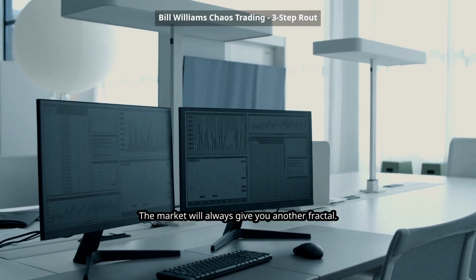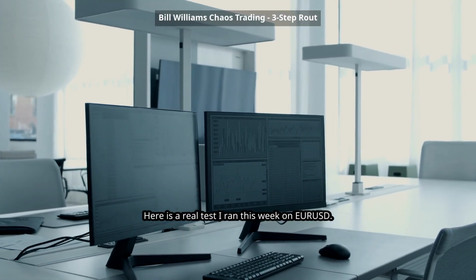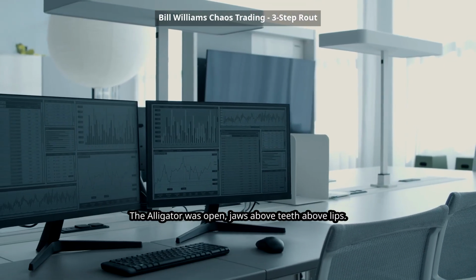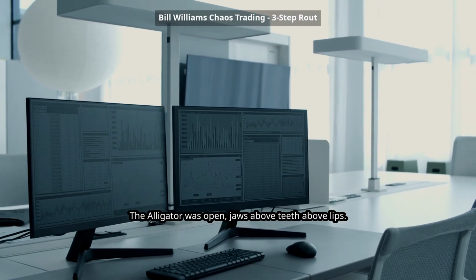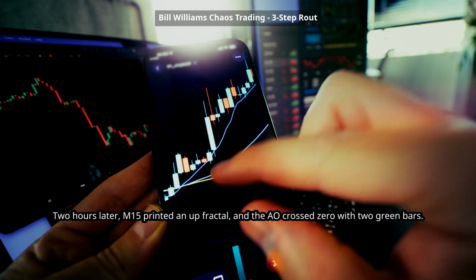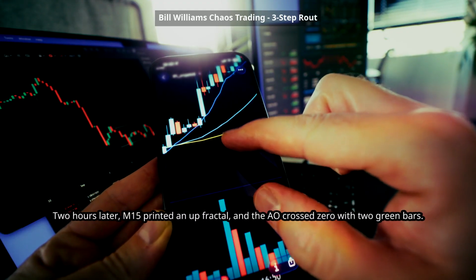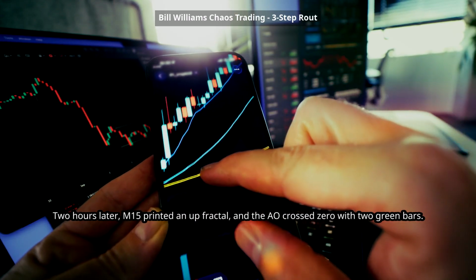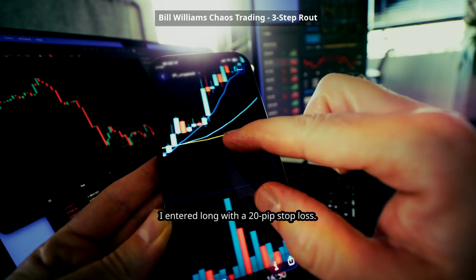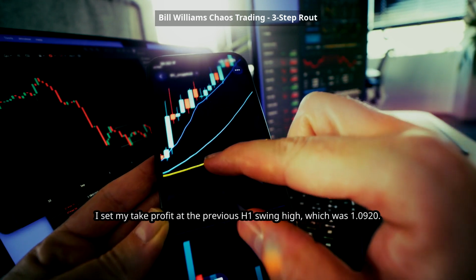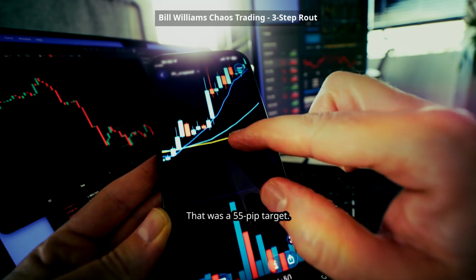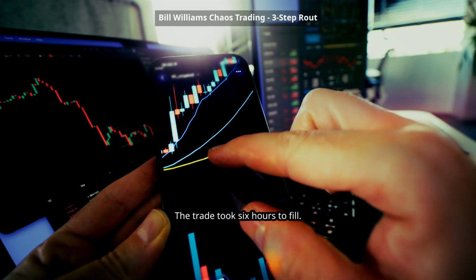H4 bias was up. The alligator was open, jaws above teeth above lips. M15 printed a down fractal at 1.0840. I ignored it. 2 hours later, M15 printed an up fractal, and the AO crossed 0 with 2 green bars. My alert fired at 1.0865. I entered long with a 20 pip stop loss. I set my take profit at the previous H1 swing high, which was 1.0920. That was a 55 pip target.